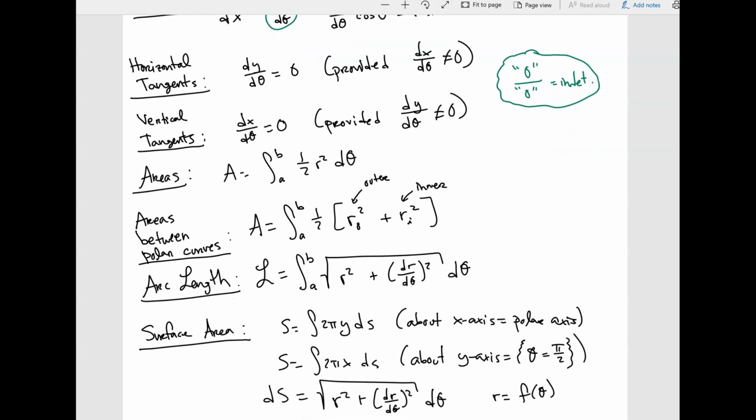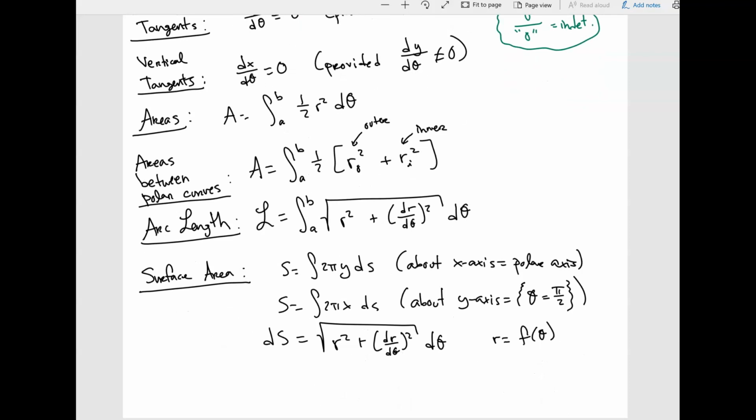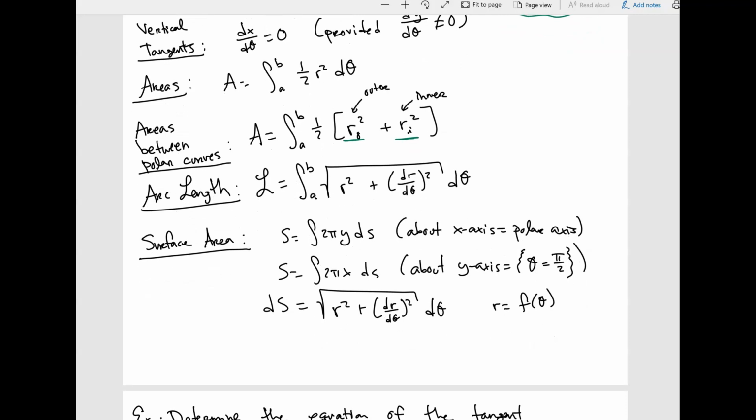You have areas bounded by a polar curve. So that's just this guy, very basic. You have areas between curves. So this is basically the outer area versus the inner area. We will talk about those two different graphs. We have the arc length of a polar curve, so you want to know how long this polar graph is.